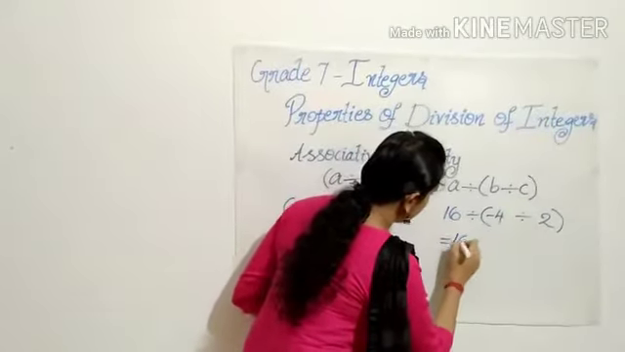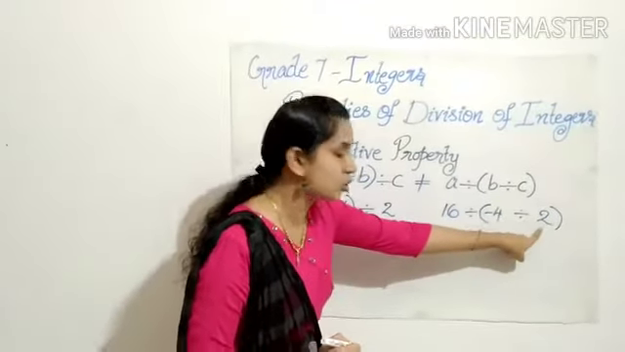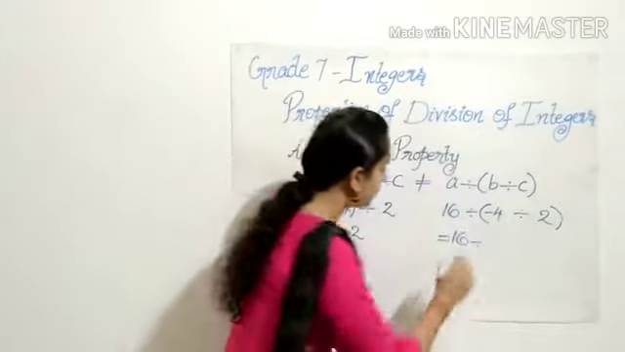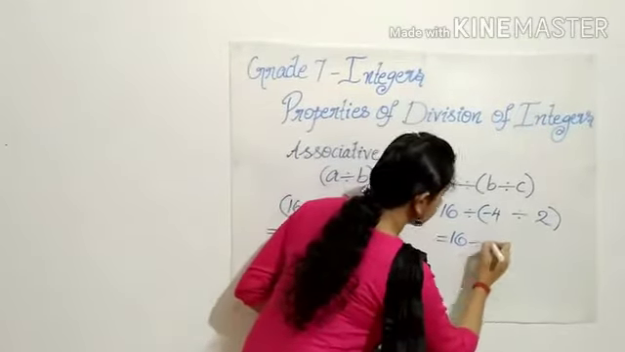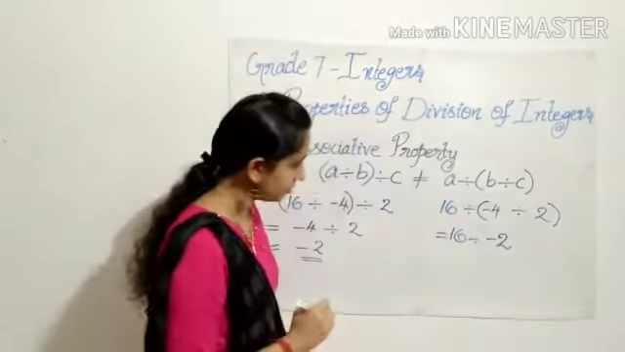16 divided by negative 4 divided by 2. What is the answer there? Negative divided by positive, it is negative, and 4 divided by 2, it is 2.